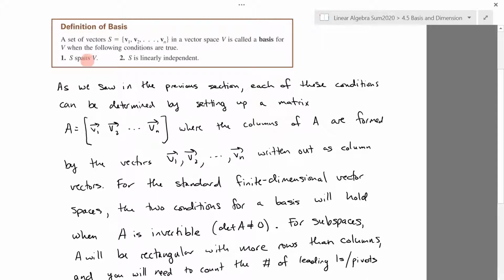And so we basically combine the two concepts from the previous section, right? If you remember, the way we try to analyze these sets of vectors is to form a matrix where the columns of the matrix are the individual vectors in the set. So v1 is written as a column vector in the first column, v2 is written as a column vector in the second column, and so on.